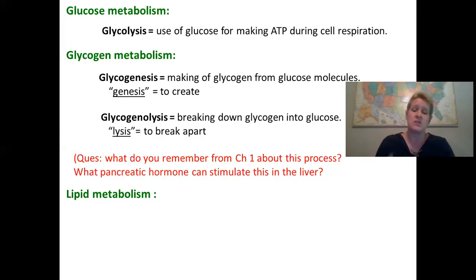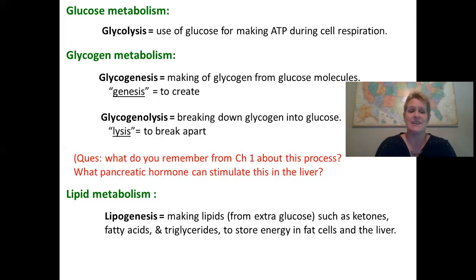But above and beyond what the liver needs, it will take that extra glucose and make it into glycogen and hold on to it. Okay, lipid metabolism. Okay, making or breaking down lipids. So if you remember, genesis means create and lysis means to break apart, it becomes very simple. So lipogenesis is the making of lipids, and you make lipids from extra glucose. Okay, so we'll learn that process.